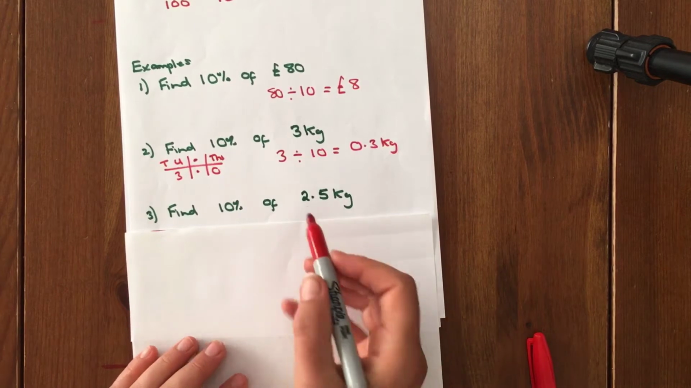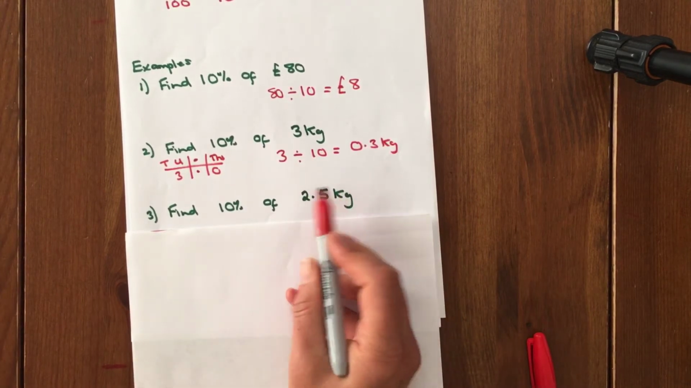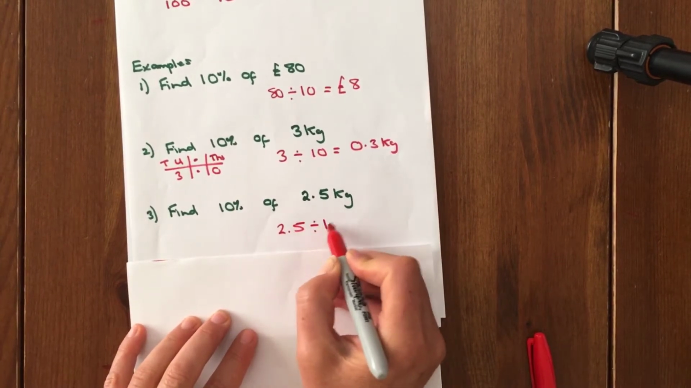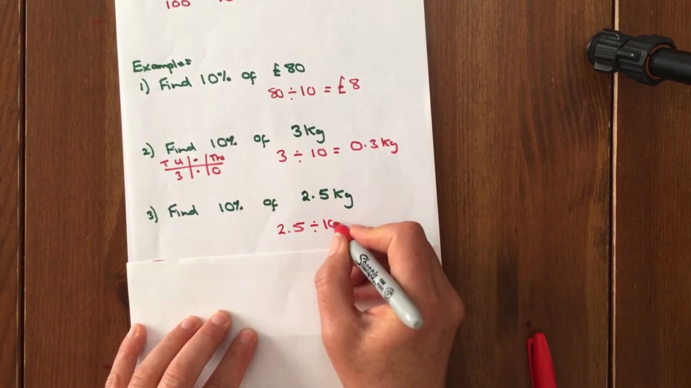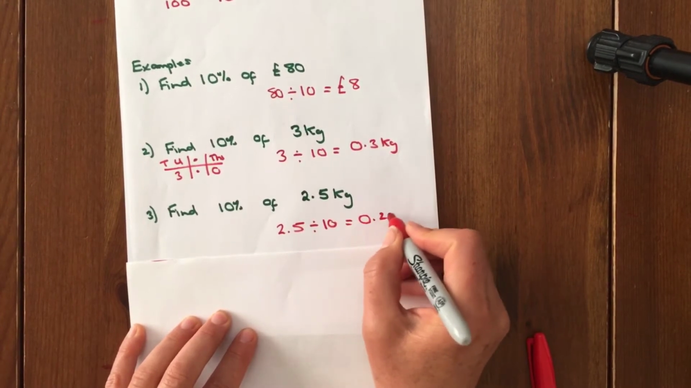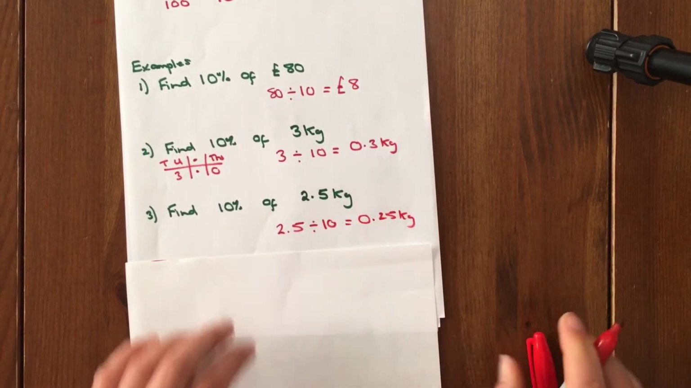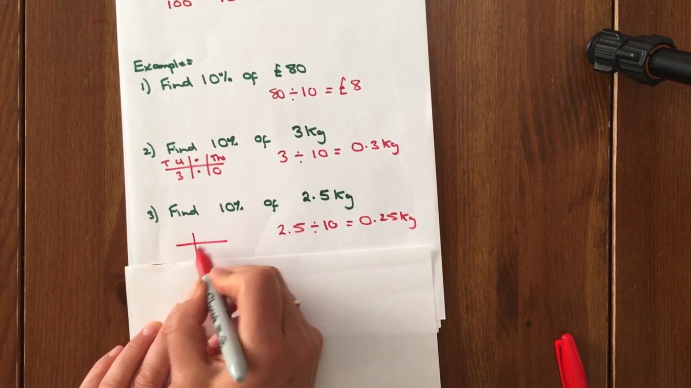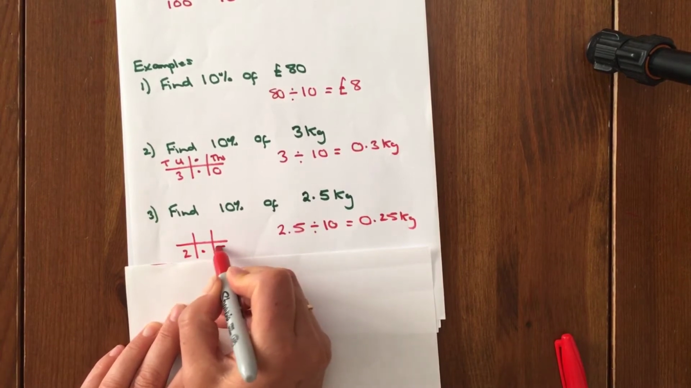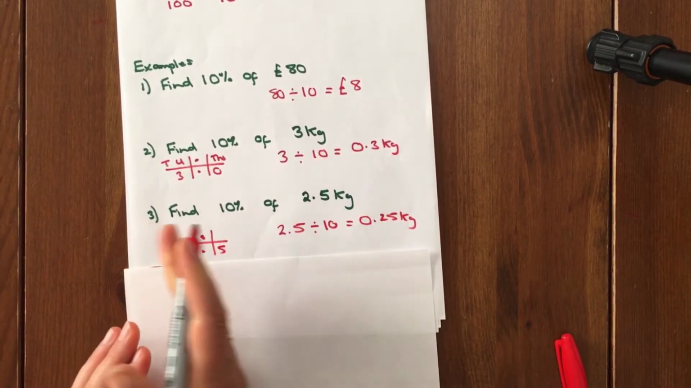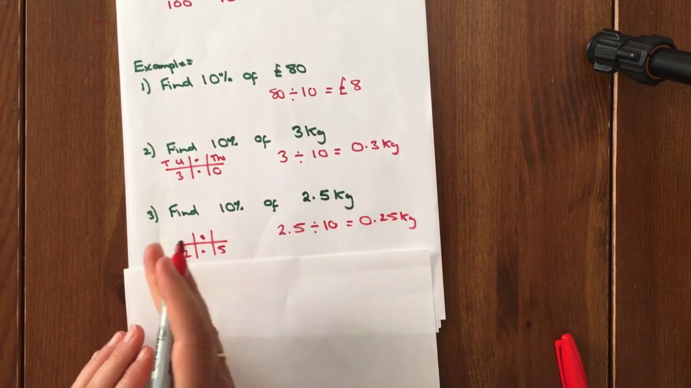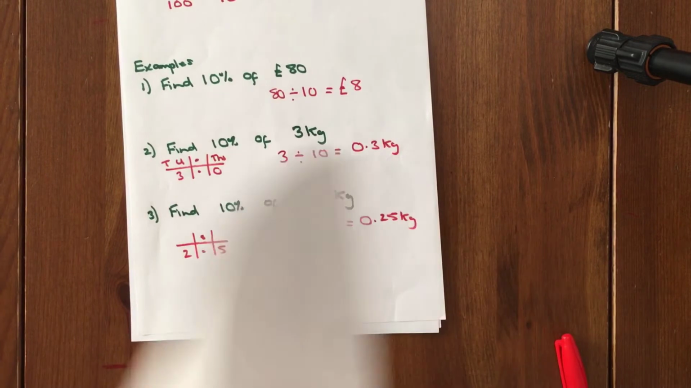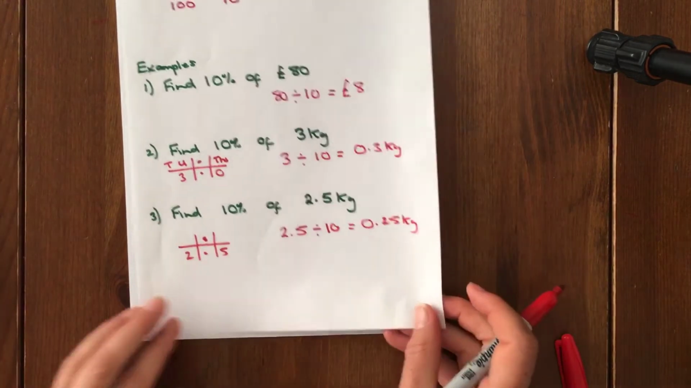Again, when I'm dividing by 10, all the numbers move one place to the right to make them smaller. So I'll have 0.25 kilograms. Dividing by 10, I'll just show you that one again. I've got 2.5. So all the numbers move one place this way when you're dividing by 10. Right, so there's 3 examples on how to find 10%.